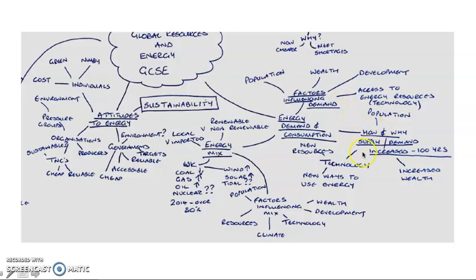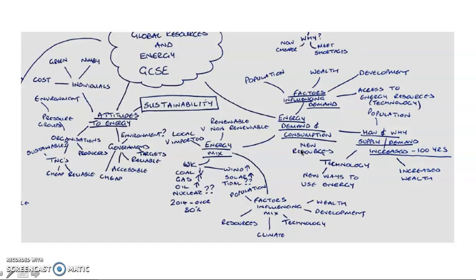Now, why has supply and demand increased over the last 100 years? Well, again, it's very similar. It's due to the increased wealth, the improved technology, the new ways to use energy, and the new ways to exploit energy out of it.